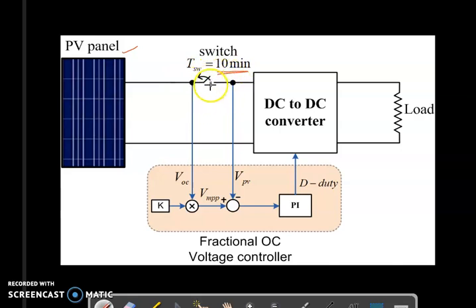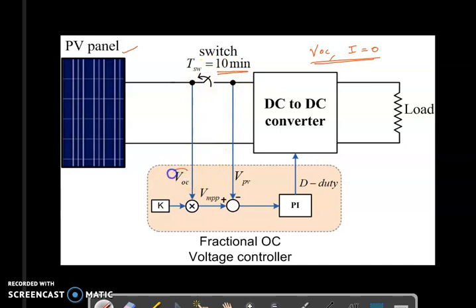To measure the open circuit voltage, we need to open the switch and measure the voltage across the panel. At open circuit voltage the current should be 0. So how do we make this current 0? Just by opening the switch, the current becomes 0.